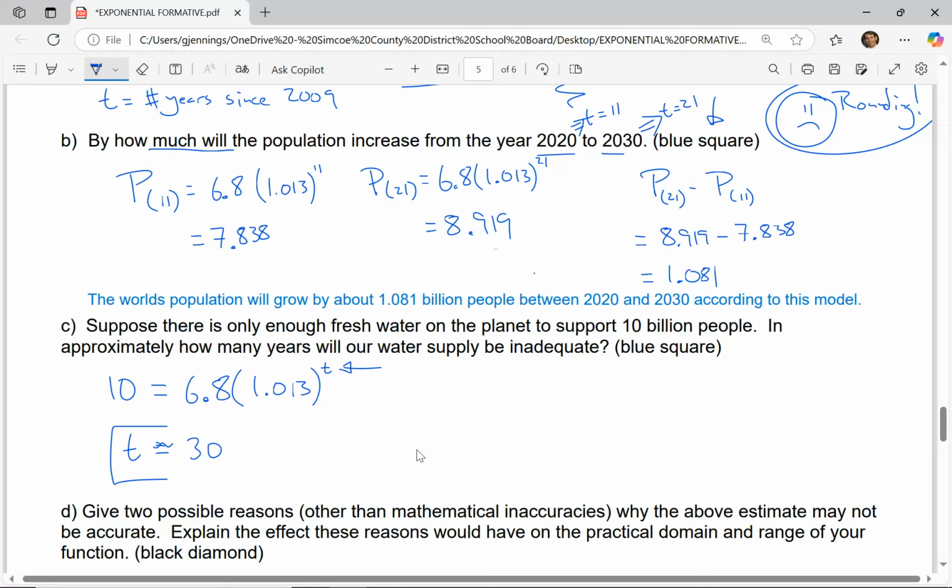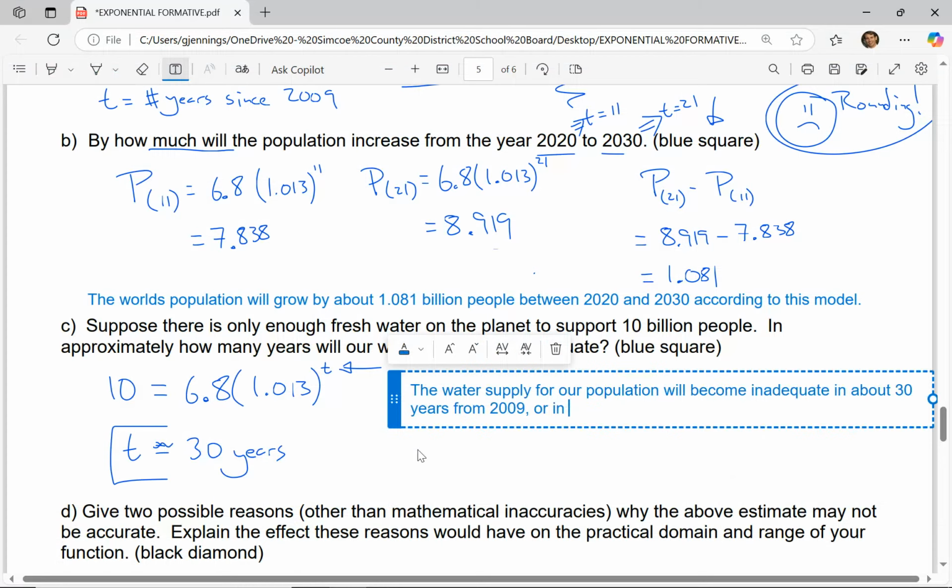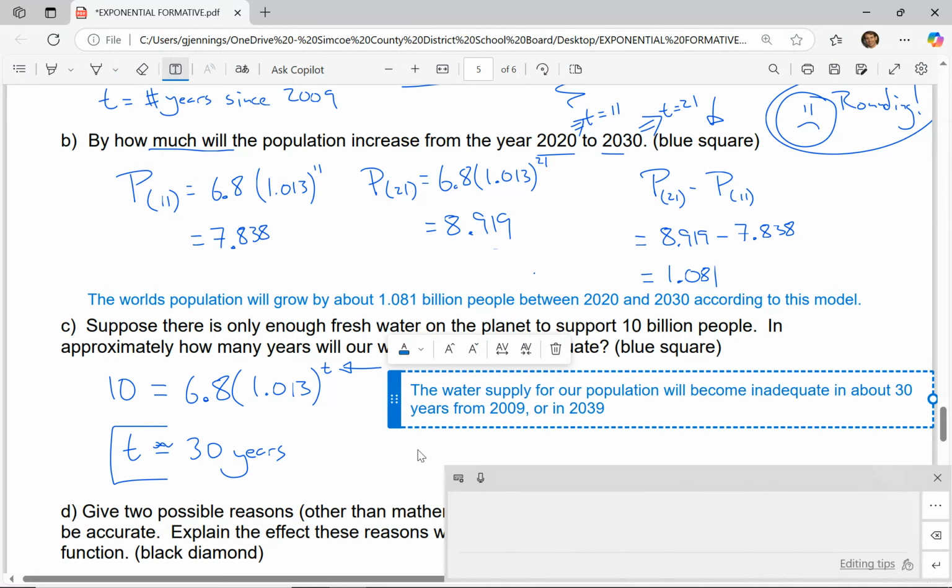Okay, then we can say the water supply for our planet, our population, I should say, will become inadequate in about 30 years from 2009, or in 2039, according to this model. Okay, there.